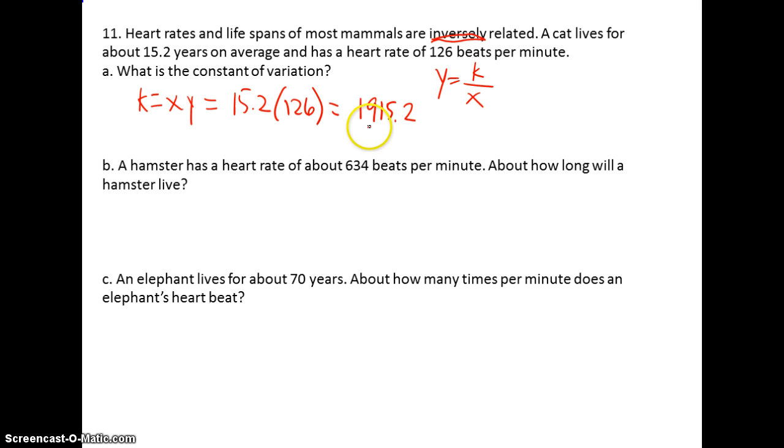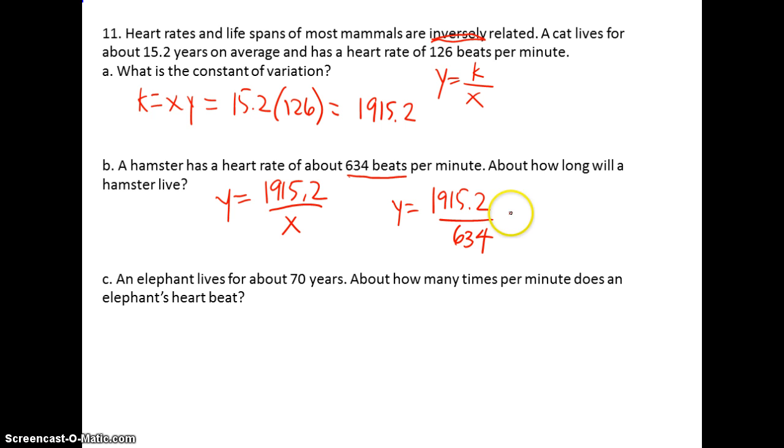Now for part B, we can take this k value and plug it into our equation, y equals 1915.2 over x. Then it tells us 634 beats per minute, so we can plug that in for our x. So we can say y equals 1915.2 divided by 634, which would tell us that the hamster would live about 3.02 years.